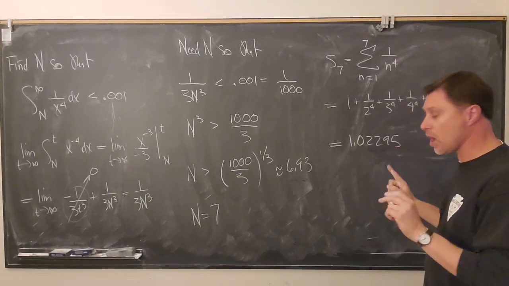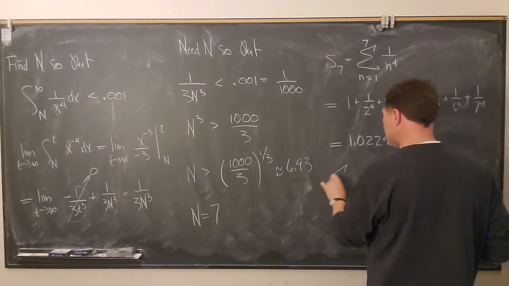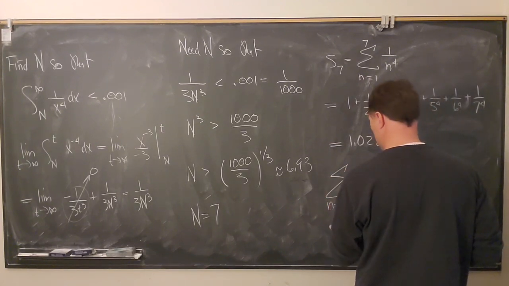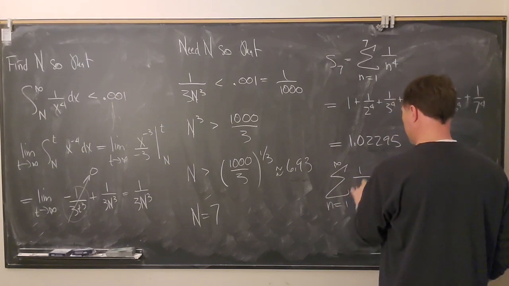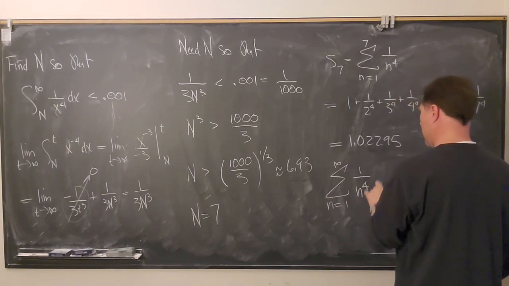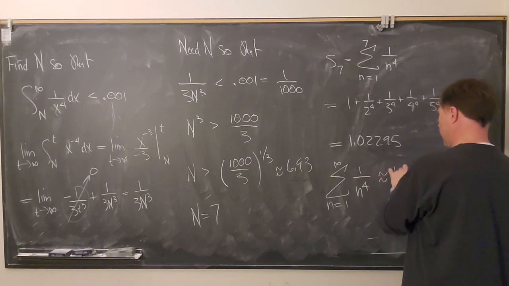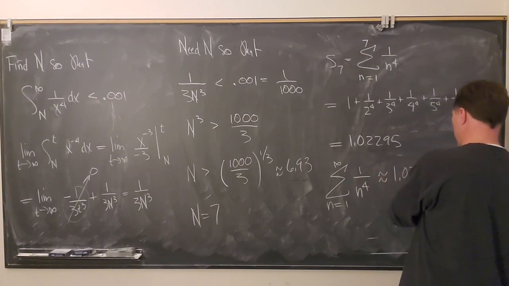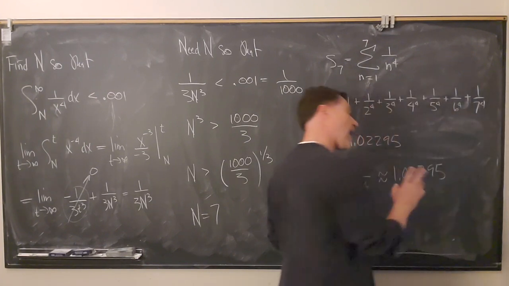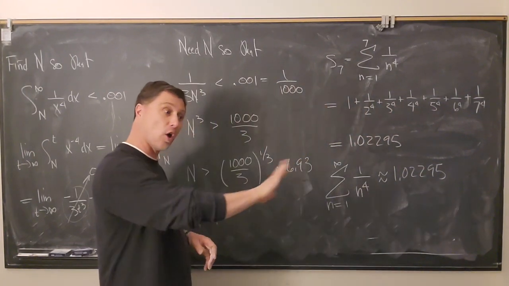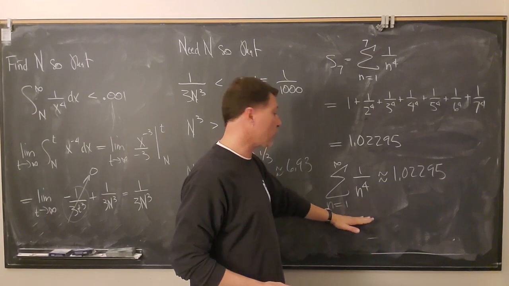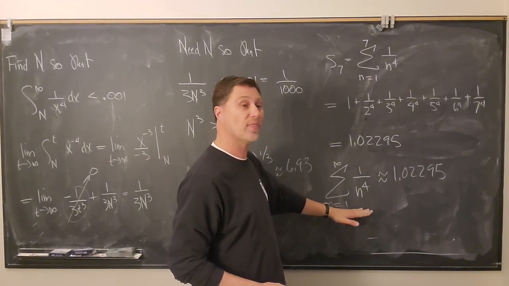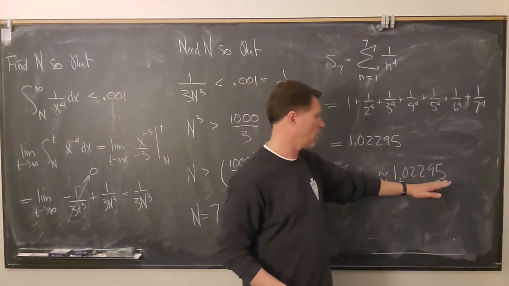And now what we know is that the actual sum, the sum from n equals 1 to infinity of 1 over n to the 4th, is approximately equal to 1.02295. It's not exact, it's just an approximation because we're not adding all of the terms, we're only adding the first 7. But we know that the actual sum is within 1/1000th of that.